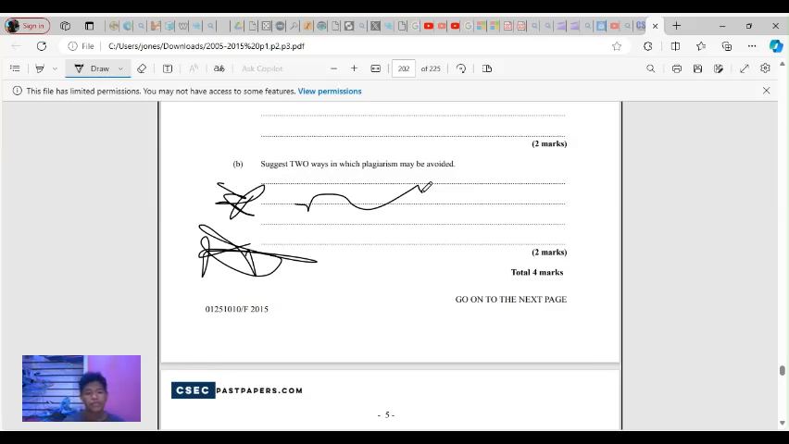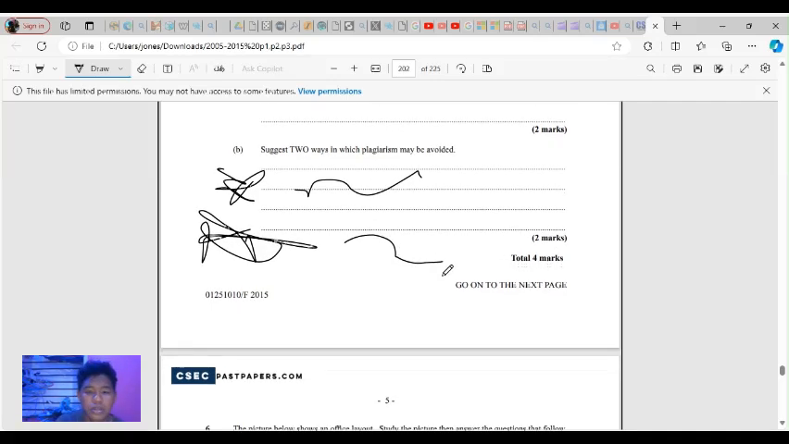So what you could do is reference a quote or quotes, or even create a bibliography. So what does this mean? It means that what you could do is quote the author. If you're making a direct statement, quote it, give appropriate credit. So that would not be plagiarism. So that is one, and that is two. Easy, 4 marks. No, 2 marks.